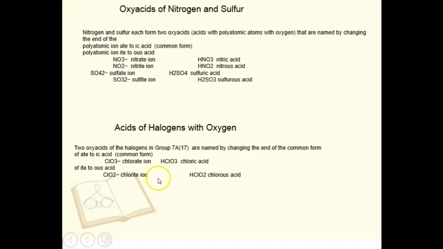All right. Even if we have acids of halogens that have oxygen in them, again, if it ends in ate, we're going to end in ic. And if it ends in ite, we're going to end in ous. So a chlorate ion, when it reacts with hydrogen, will form chloric acid. In this case, we don't say hydrogen like we did here. We call it by the polyatomic ion name, and we just add ic to it. Chlorite, chlorous acid.